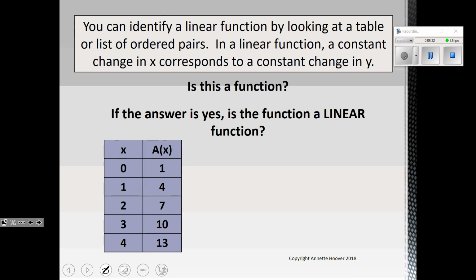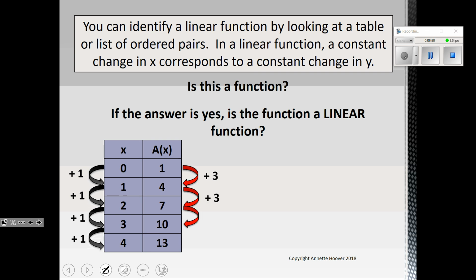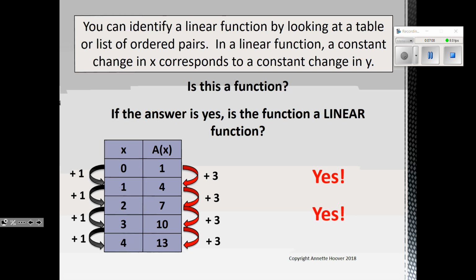The x's are really easy to look at here. Again, it's 0, 1, 2, 3, 4, so we know it is a function because the x never repeats. Let's look at the y's. We have a plus 3. 4 to 7 is plus 3. 7 to 10 is plus 3. 10 to 13 is plus 3. That again is a constant change in the y's. And it would probably be good to note that this constant change has to be either adding a number or subtracting a number. And each time we are adding 3. So it is a linear function.